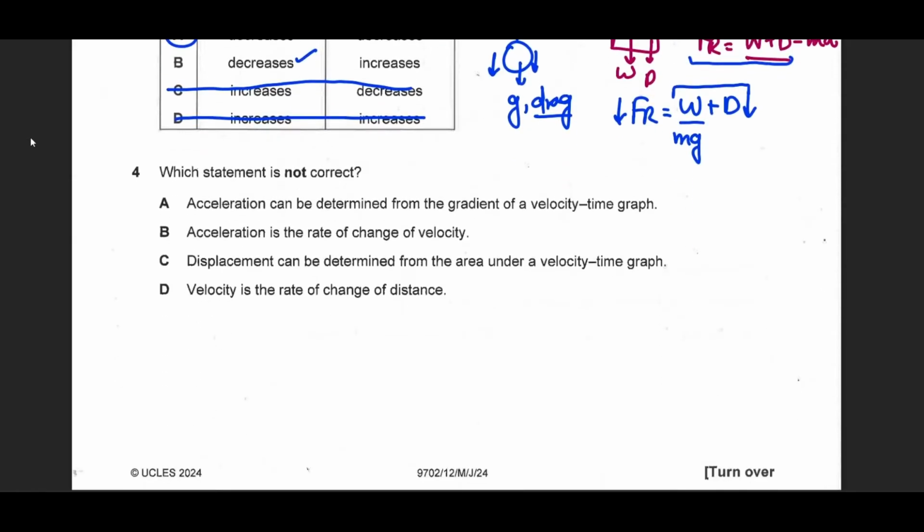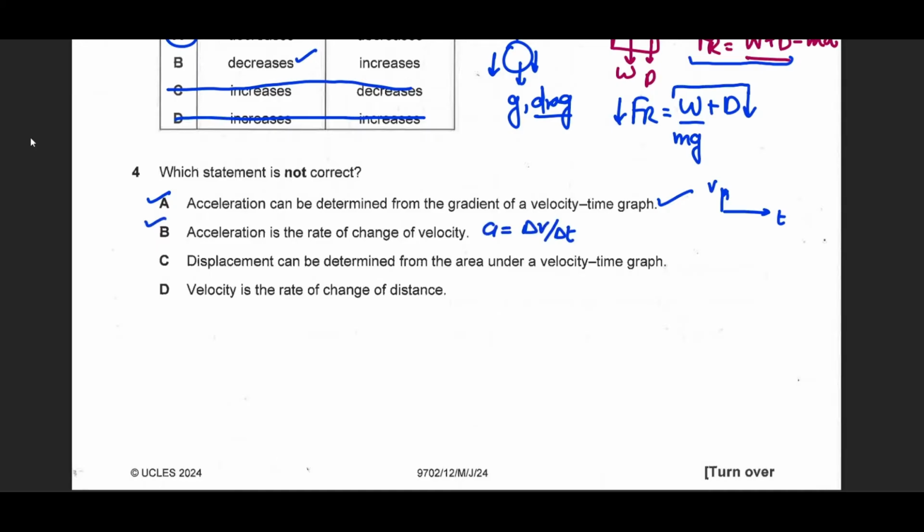In question number 4, we have which statement is not correct. Okay, let's consider all of them. Acceleration can be determined. Yes, this is correct. The gradient of the velocity time graph is acceleration and the area under the graph is actually the displacement. So this statement is correct. Acceleration is the rate of change of velocity. This is also true because acceleration is equal to delta v by delta t.